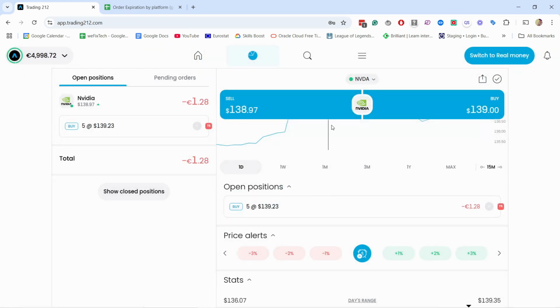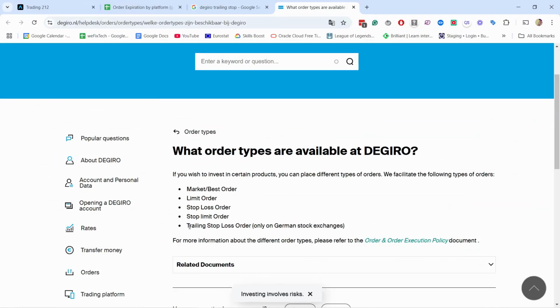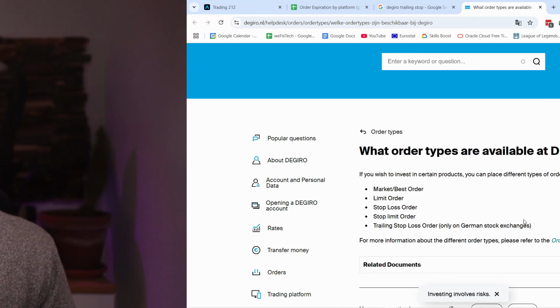So trailing stop loss is a little bit more complicated because not all platforms offer it, and some offer it, but it's a little hidden. So just take a look if yours actually even has it. For example, the Giro has trailing stop loss, but only for the German stock exchange. So there are limitations with these. But just be careful with trailing and stop loss.